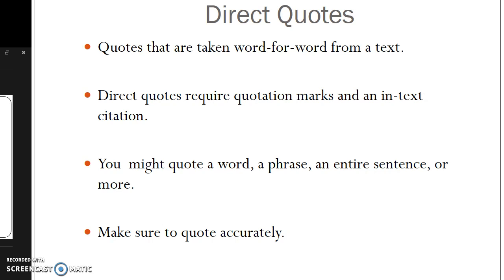But what's really important when you're quoting is to make sure that you quote accurately, meaning that you don't make a typo, you don't misrepresent what the author is saying, and making sure that you show where the quotation begins and where it ends. A lot of times students start a quote with quotation marks and then forget to put on the end quote. So you want to make sure that you show where the quote begins and where it ends.